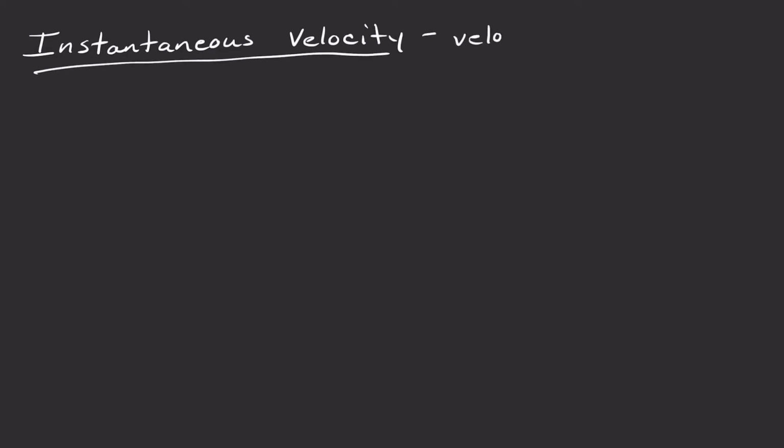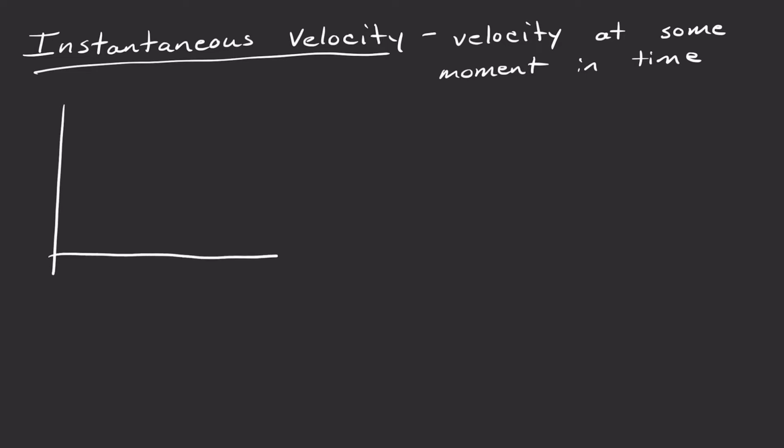Okay? So we've been talking about average velocity, but what if we want to know the velocity at some moment in time? Well, this is called instantaneous velocity. Velocity at some moment in time, or at some instant. And typically you would need calculus to define this really well, but we can get something that's kind of good enough just by looking at a position versus time graph.